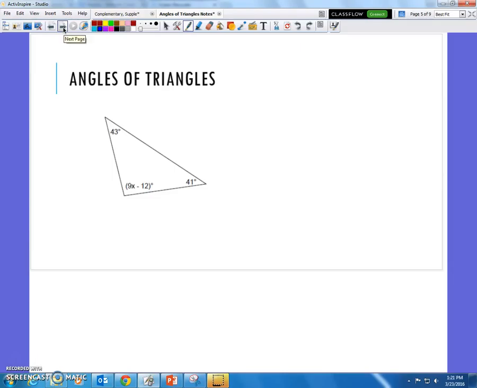And another example, same type of deal. We have an unknown in one of the angles of my triangle, but I know that all the angles must add up to 180. So that's what I'm going to do. I'm going to add them up and set them equal to 180. My 43 degree angle, my 41 degree angle, and my 9x minus 12 all have to add up to a total of 180 degrees. So I'm going to go ahead and combine my like terms.